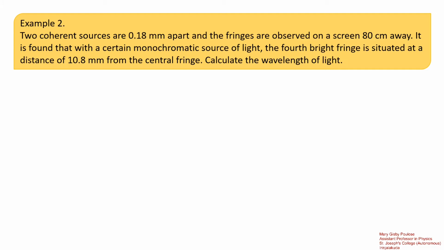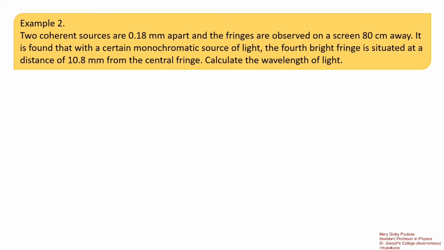Now, in the next example, we have two coherent sources 0.18 millimeters apart and the fringes are observed on a screen 80 centimeters away. It is found that with a certain monochromatic source of light, the fourth bright fringe is situated at a distance of 10.8 millimeters from the central fringe. Calculate the wavelength of light.